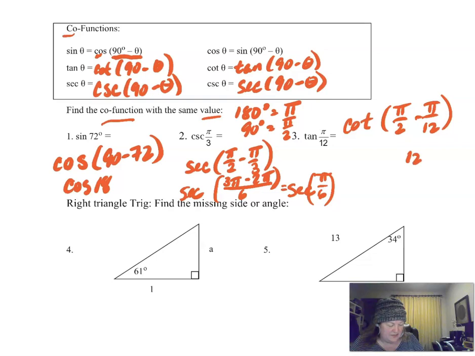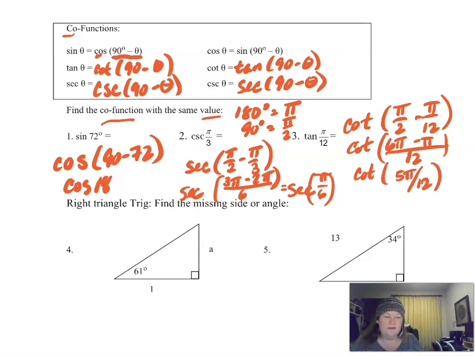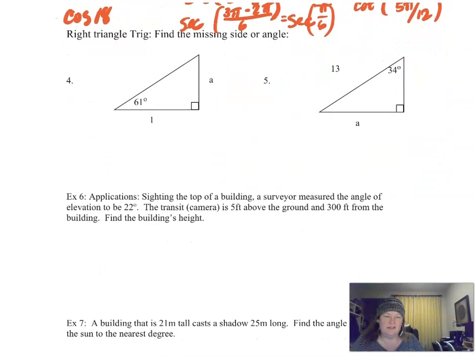Common denominator here is going to be 12, so this is going to be 6 pi minus 1 pi, cotangent. And then if I subtract those, I'm going to get 5 pi over 12.